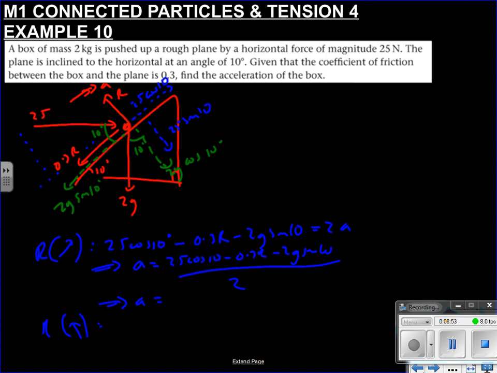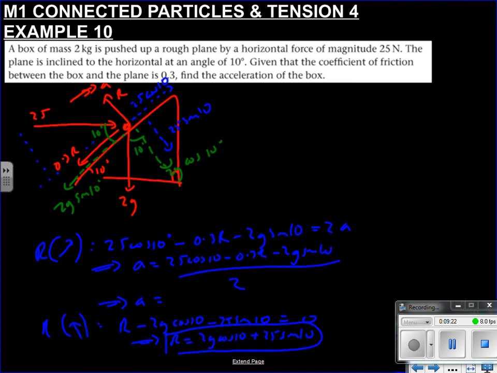And therefore, we resolve perpendicular to the slope. So R's going up. Anything else going up? Nope. So R minus 2g cos 10 plus 25 sine 10 equals 0. So therefore R is 2g cos 10 plus 25 sine 10. There's R.